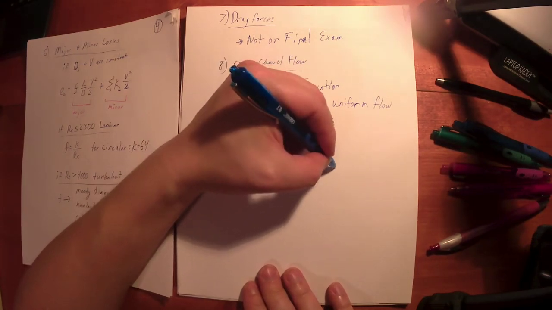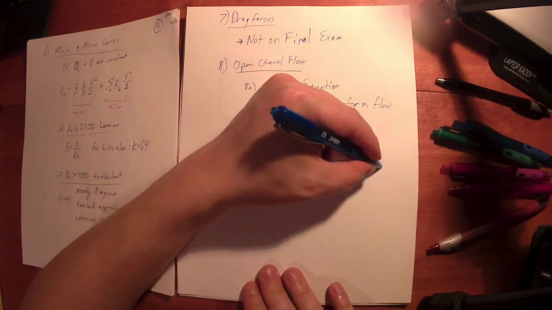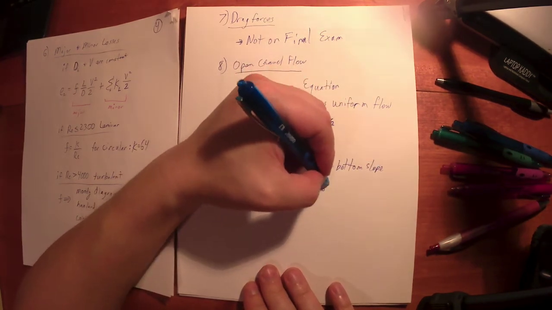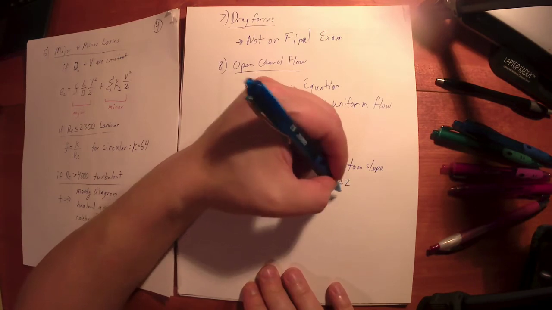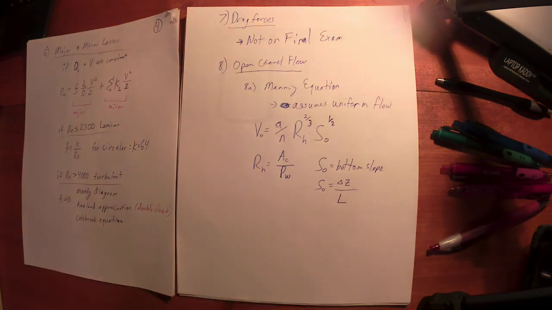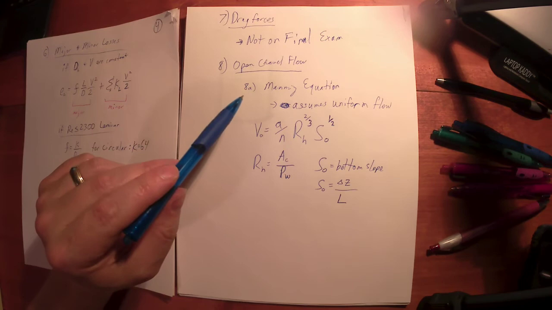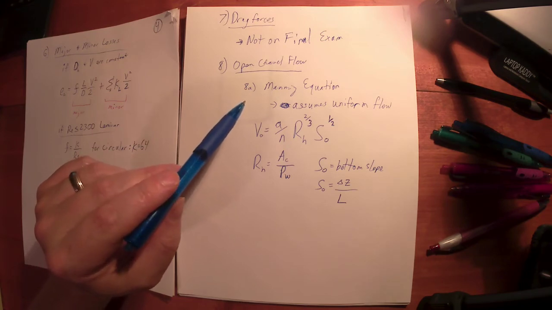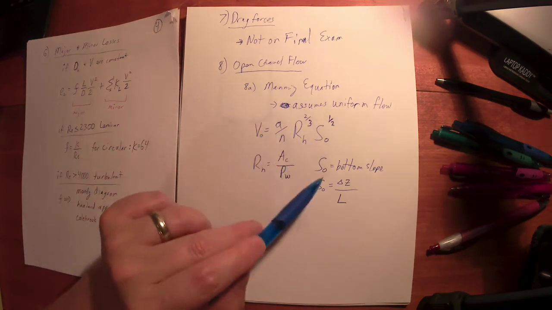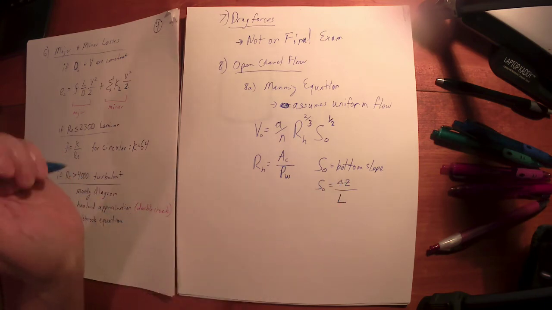S naught is what we call the bottom slope. And this basically represents the change in elevation for the conduit per unit length. Right? That's the rise over run, if you will, for this conduit. That's again, if it's in an open channel, I cannot apply a back pressure. So the only thing that drives this fluid moving downstream is the change in elevation. The bottom slope is a measure of that change in elevation. That's delta Z over L.